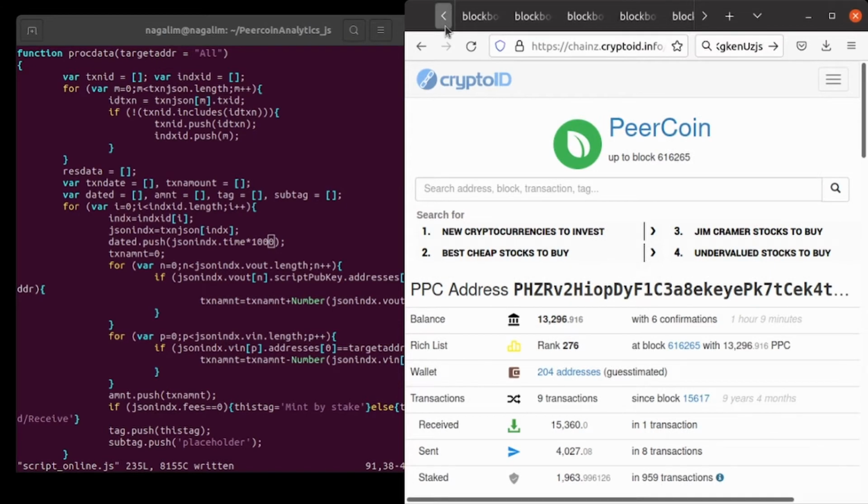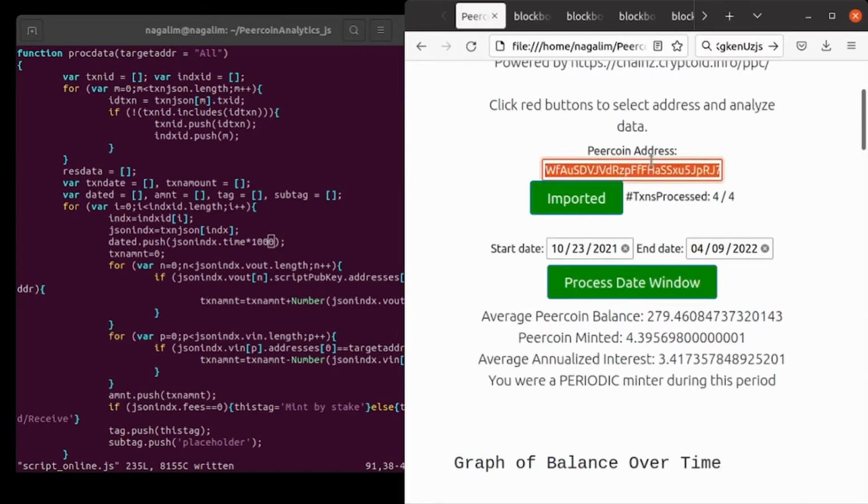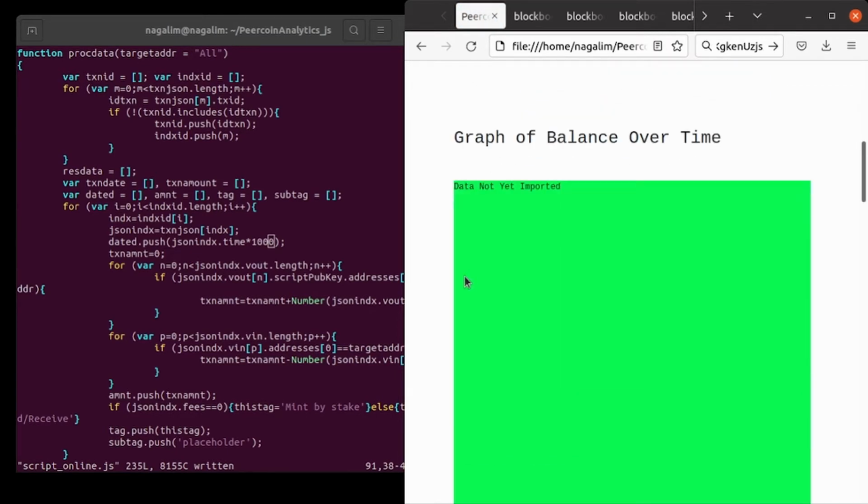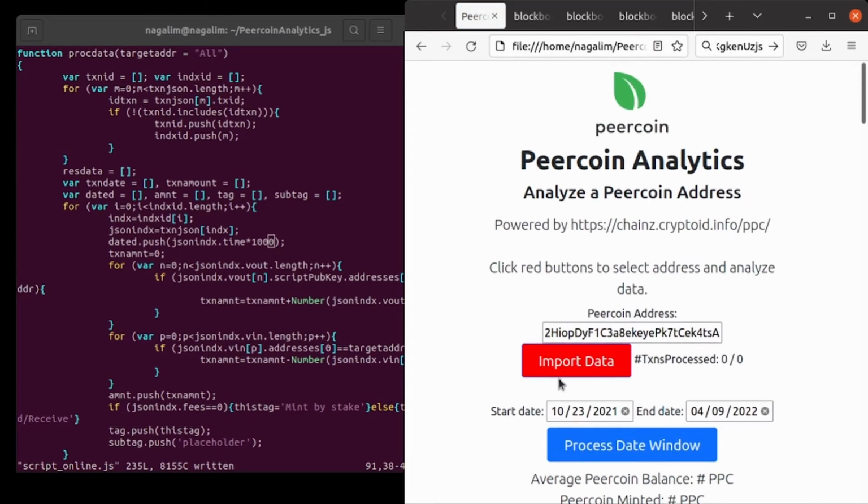So let's go back to here, pop in the address. Actually, let's reload. All right, so when we start up, there's some funny things happening with the buttons, but basically click the red button, right? So put in your Peercoin address, click the red button. It says, oh, hey, there are 968 transactions here.